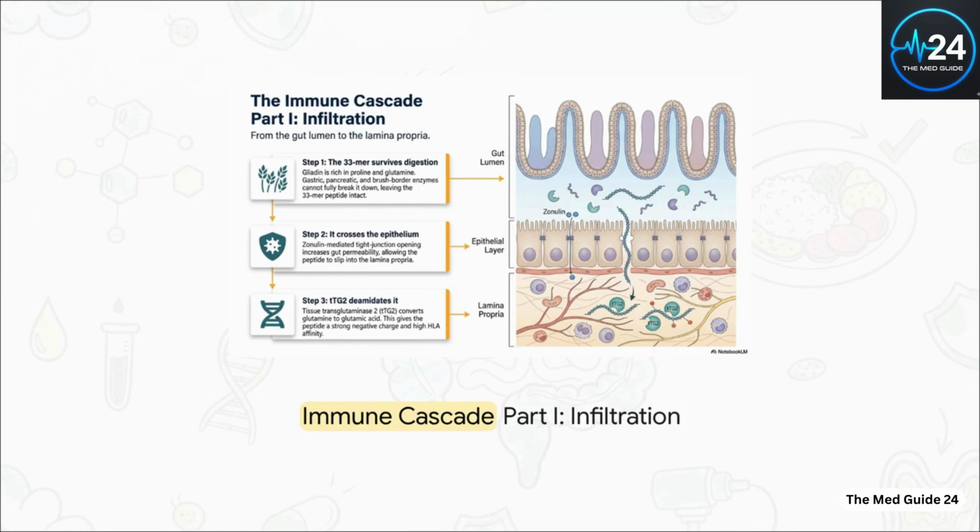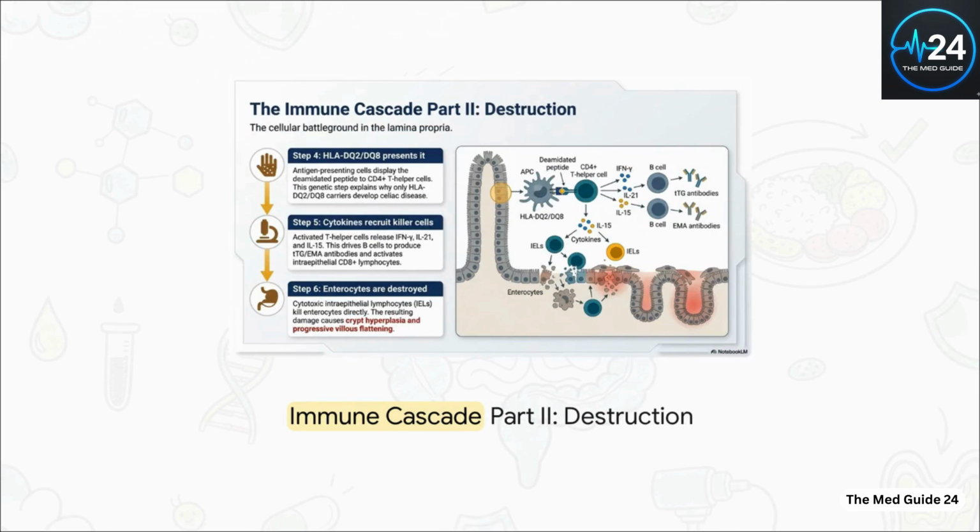This infiltration process is wild. You can see how the peptide slips into the lamina propria and gains a really strong negative charge, which is what primes the immune system. Zonulin basically kicks the door open in the epithelial layer. And that deimidation by tTG2 gives the peptide a super high affinity for HLA molecules, completely setting the stage for an immune attack. Now here is where the cellular battleground really heats up.